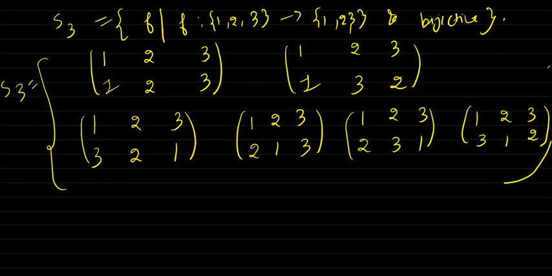This is the set S3. Similarly, we can construct the set S4. And what will be the cardinality of S4? This is 4 factorial. Okay, in the coming videos, we will analyze more about this group, the permutation group S_n. For now, let me tell you why this permutation group is important. The need of the permutation group.